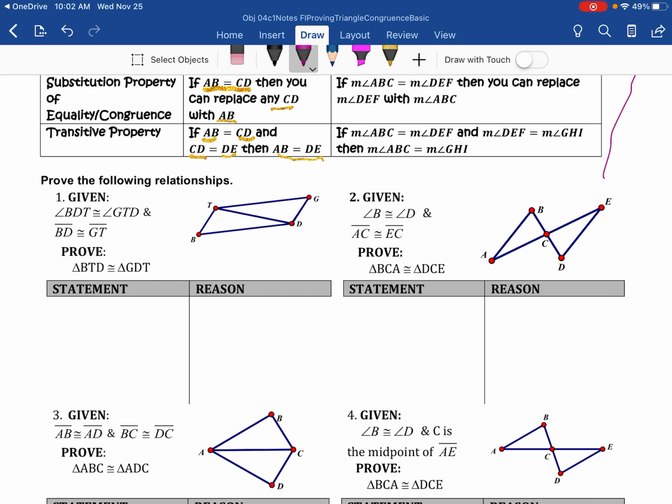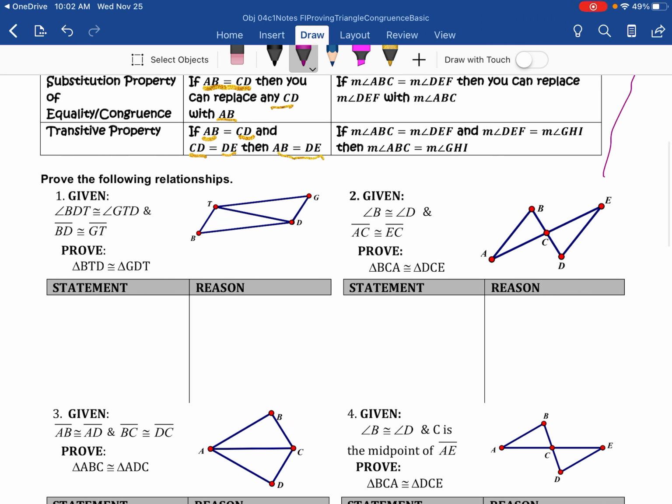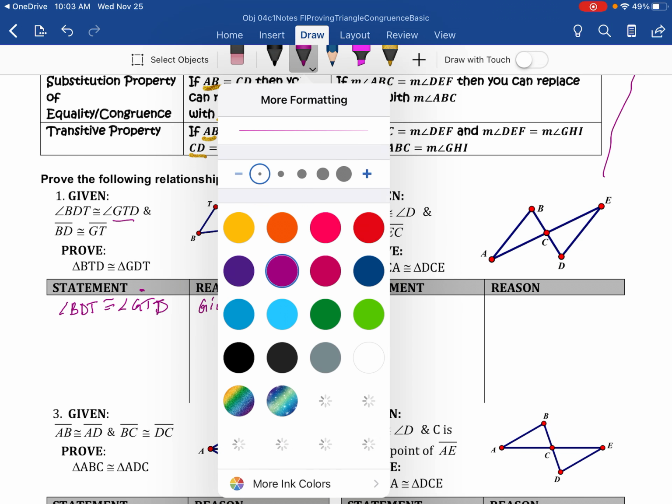All right, so I would highly recommend highlighting things as we go through. We're given angle BDT, so that's going to be this angle here, is congruent to angle GTD. These two angles are congruent. When you're doing a proof, you have two columns. You have your statement and you have your reason. It's like going to court. So my first statement is, this is what you know, angle BDT is congruent to angle GTD. How do I know that? That was given to me to be true. So I just write the word given.